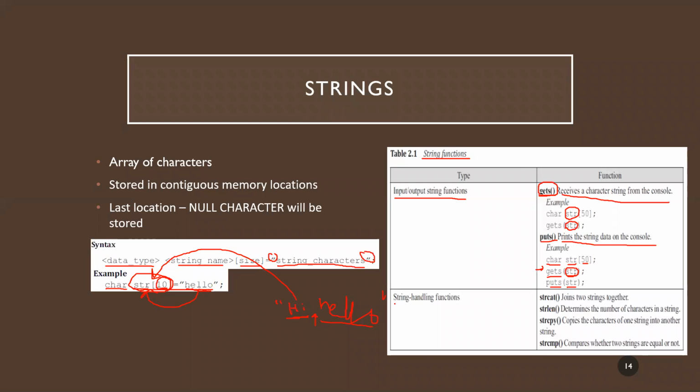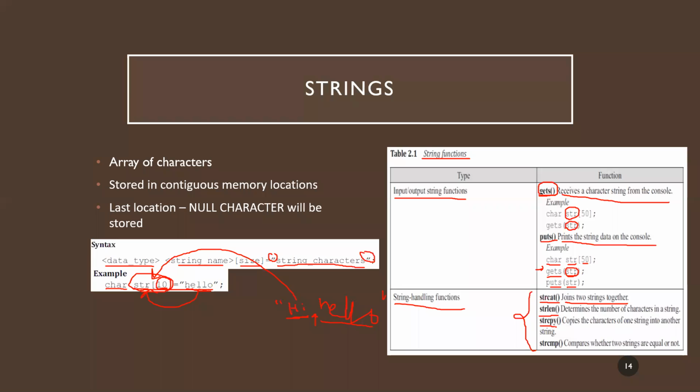Then what are the string handling functions? When I have string operations, if I have two strings, I want to copy those strings, I want to concatenate those strings, I want to identify what is the length of the string. In order to do that, I have these functions. The first one is the strcat function. These all are inbuilt functions. This actually concatenates two strings together. Then if I want to identify what is the length of this string, then I can use the strlen function to identify what is the length of this string variable.